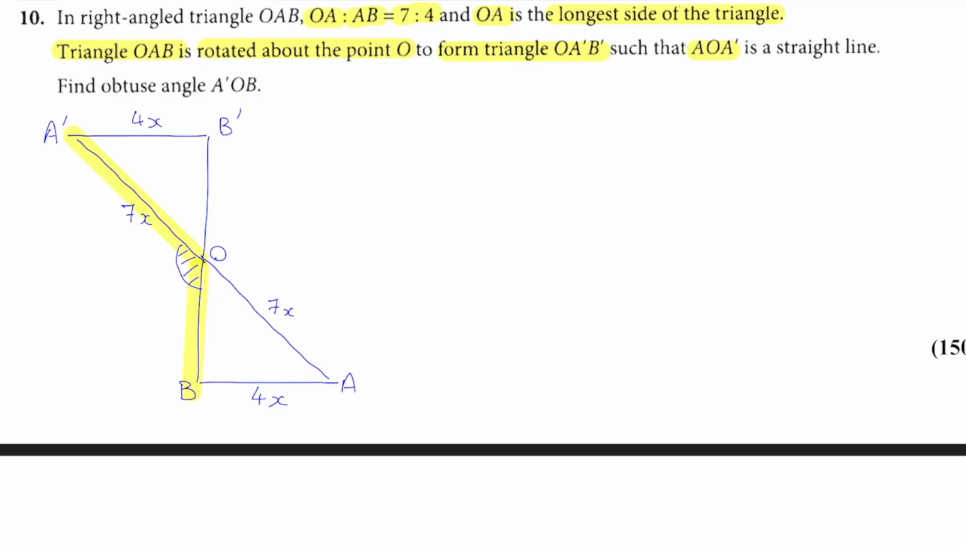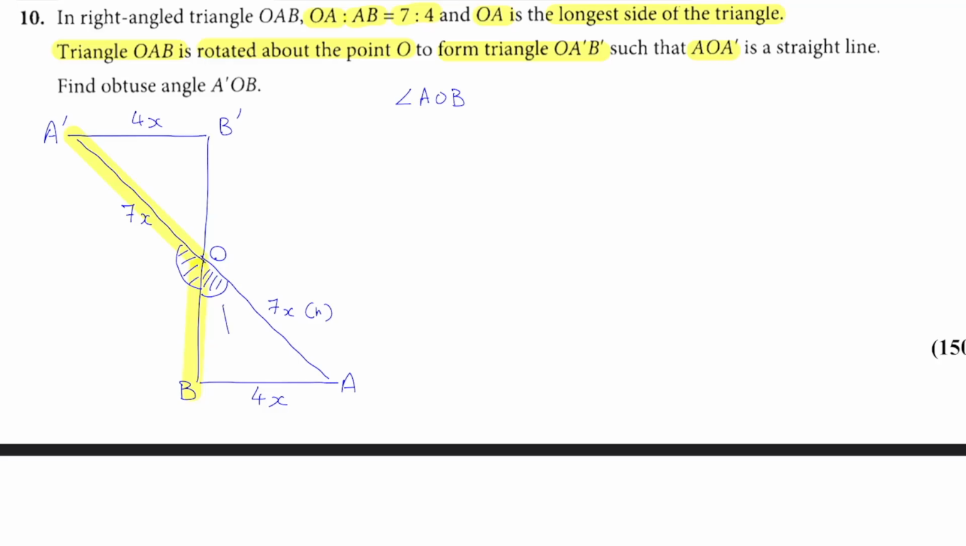So how to find this obtuse angle? If this is the straight line, does it mean that if I can find this angle, then take 180 degrees minus this angle, I'll get this obtuse angle, correct? So let's find what this angle is. This angle is angle AOB.